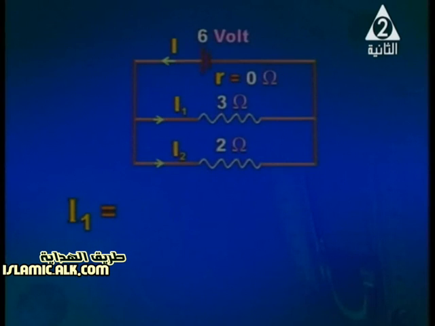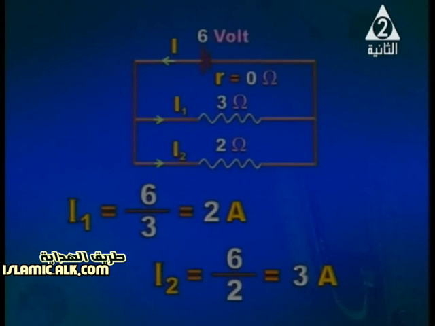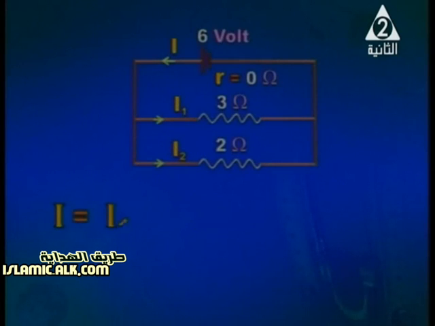So it's all easy. I1 is equal to 6 over 3. It is 2 amperes. I2 equals 6 over 2. It is 3 amperes. And of course, the total current will be equal to the sum of both of them. It is 2 plus 3. It is 5 amperes. Okay.